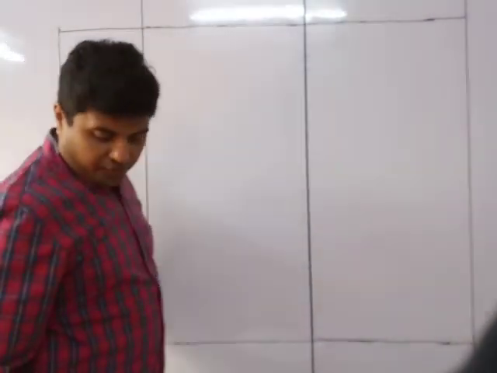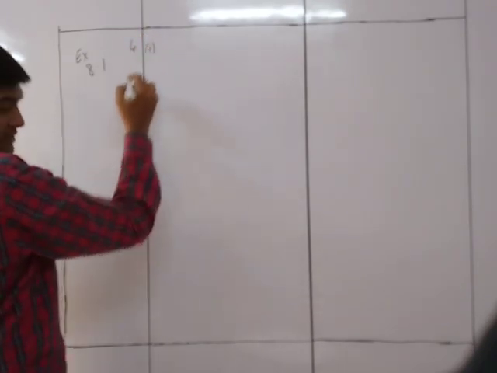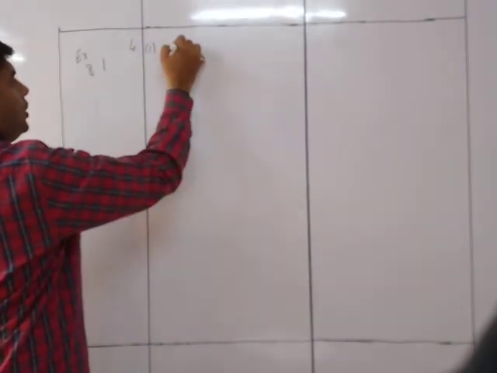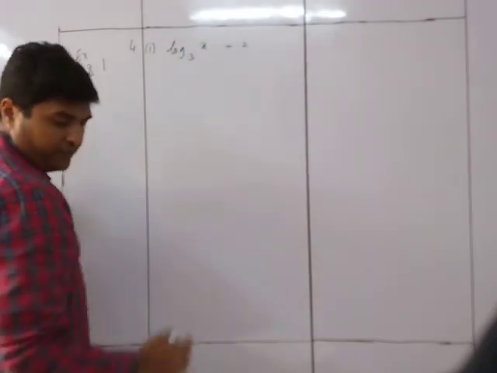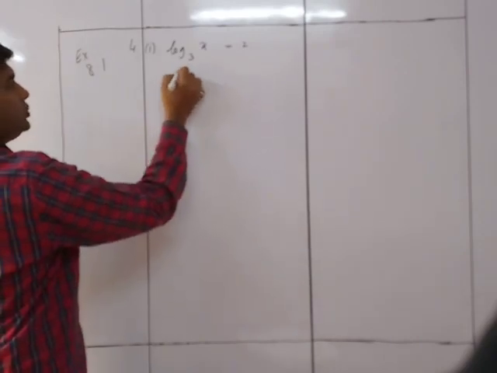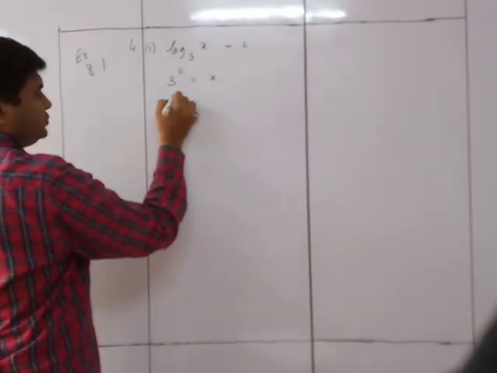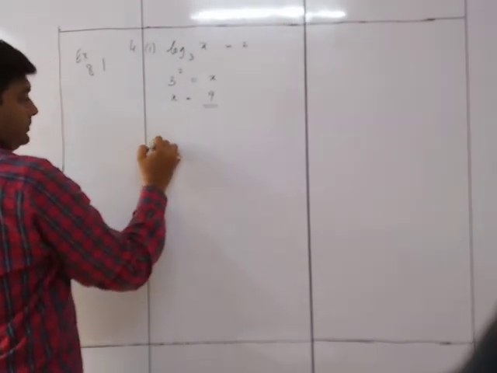Question number 4. We have got the first one as: solve the following equations for x. The first one is log of x to the base 3 is equal to 2. You need to find out the value of x here. So it's 3 raised to 2 is equal to x. So x is equal to 9. Very easy sum.